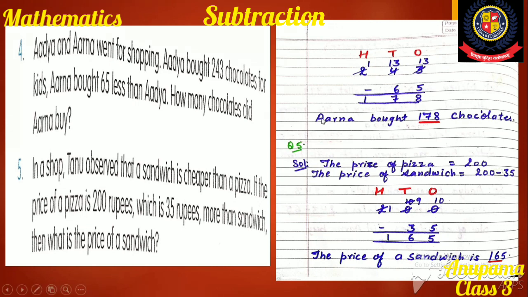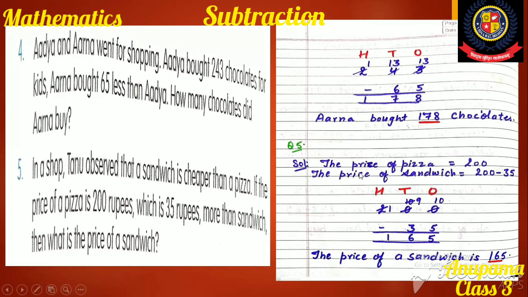We will write here the last statement. Arna bought 178 chocolates. It was question 4. Now we will do question 5. In a shop, Tanu observed that a sandwich is cheaper than a pizza. If the price of a pizza is 200 rupees, which is 35 rupees more than a sandwich, then what is the price of a sandwich? So what we will do?